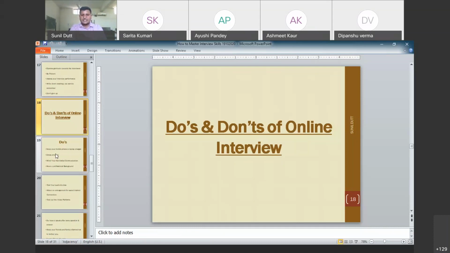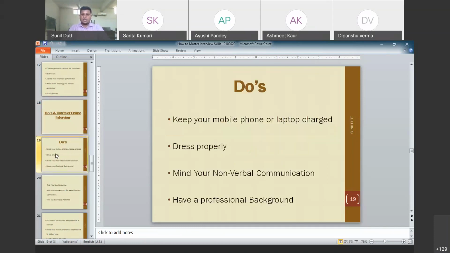So let's see, first we will talk about the do's. What are the do's you need to keep in mind when you are going to appear for a virtual or an online interview? The first thing, keep your mobile or phone battery fully charged. It may happen that you are halfway through the interview and you are running for the socket, and God forbid you might not get the socket. Electricity may run off. So please be careful about this.